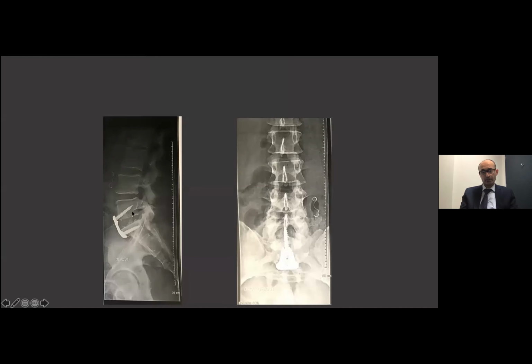whereas you can do a nice fusion from the front. You get the disc height back to normal and you fuse them. And that's one of the best operations for back pain and leg pain. One of the rarest, best operations, I would say.